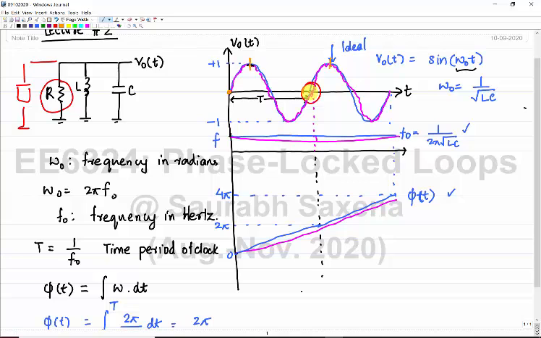right? So the zero crossing is quite important, and that is why we look at this particular pulse as our clock waveform, and ideally this should repeat, okay, without any changes.